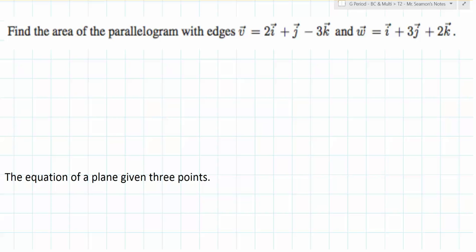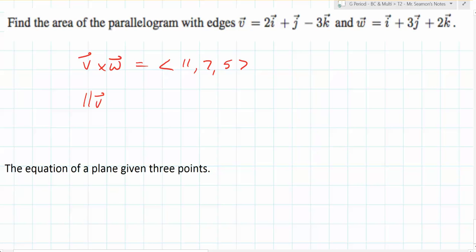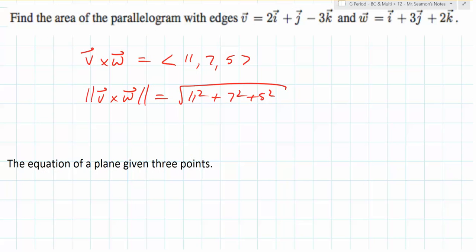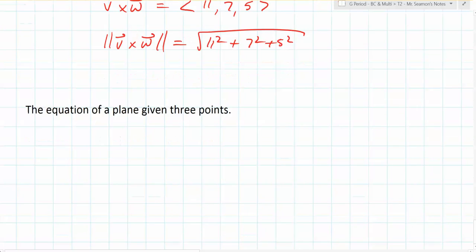What did you get for the cross product? Did you do V cross W? Who did V cross W? What did you get, Brenna, for V cross W? What vector did you get? 11I minus 7J plus 5K. Who got that? Nice. So the magnitude of V cross W is going to be the square root of 11 squared plus 7 squared plus 5 squared. Correct? Yay. So you've now found the magnitude of the cross product. Excellent. Very nice.